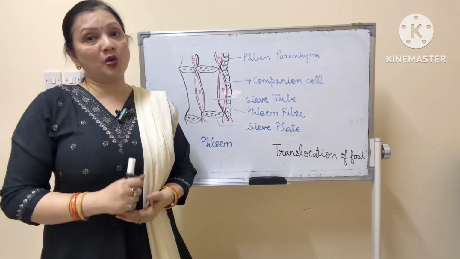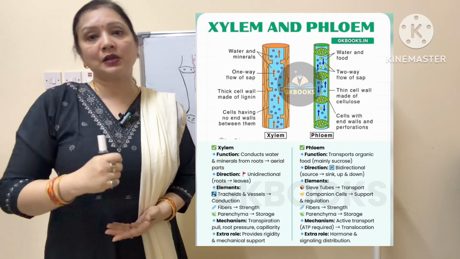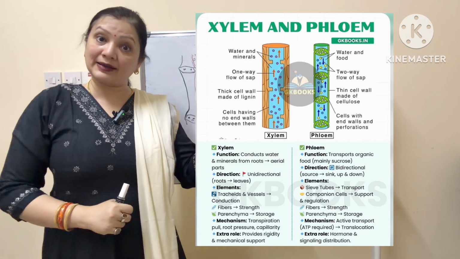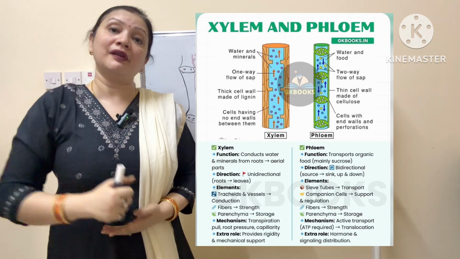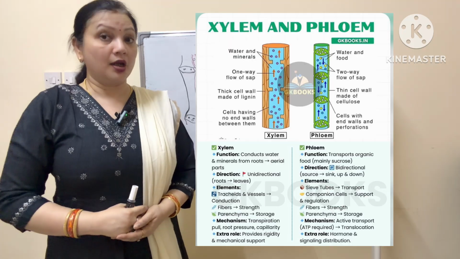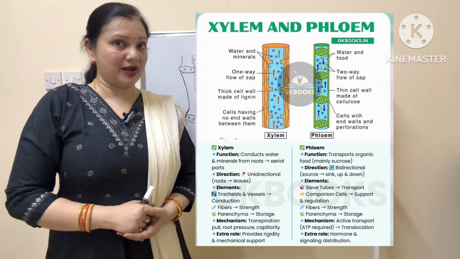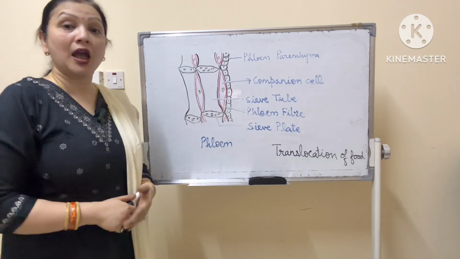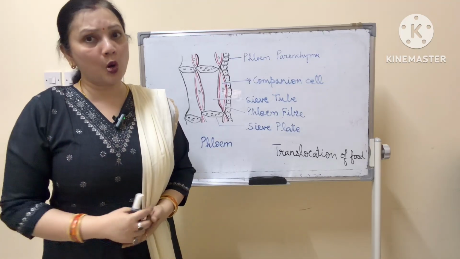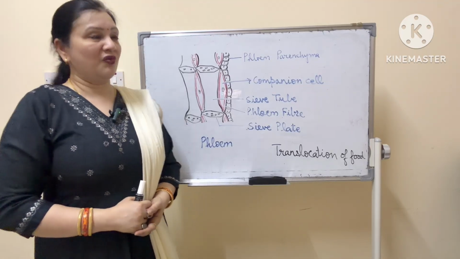Phloem can transport food in both upward and downward directions, whereas xylem will only carry water and minerals in one direction. Till now we have understood these two differences. Now let us see the structure, and we will understand some more differences between xylem and phloem.